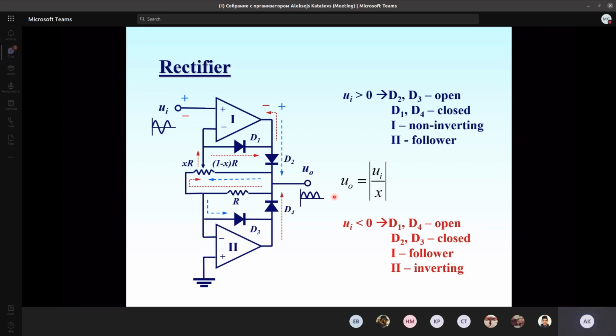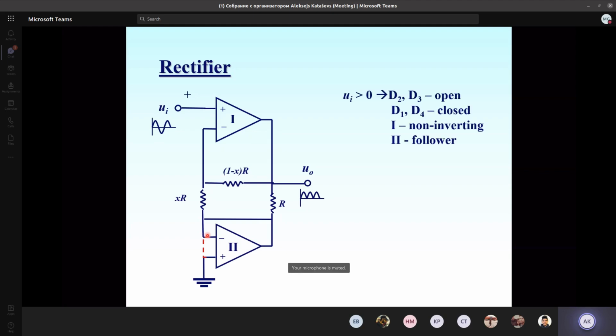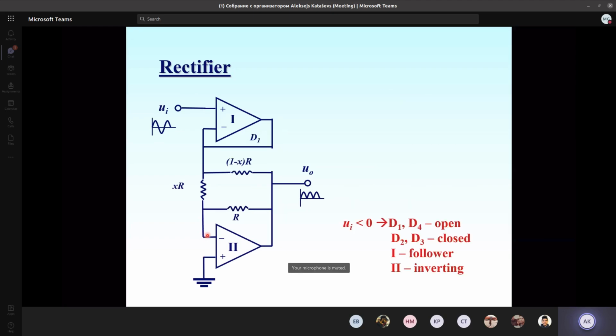Yes, they are just removed from the circuit, and here we see indeed that the first is a non-inverting amplifier, and the second is a follower, and this follower just provides us here a virtual ground for the non-inverting amplifier.